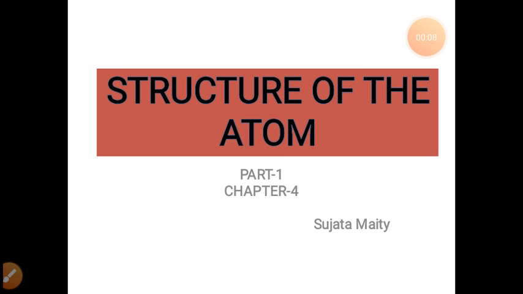Atoms and molecules are building blocks of elements and compounds. Why do atoms of one element differ from each other? What is inside the atom? Can there be smaller particles than atoms? All these questions we are going to discuss in this chapter. So let us look into the slides.